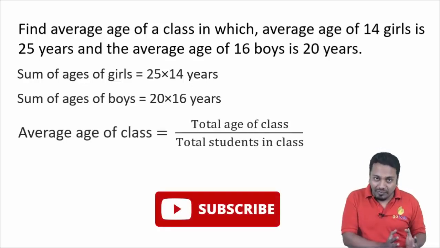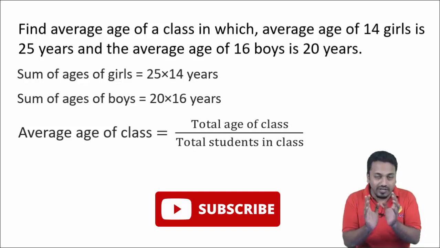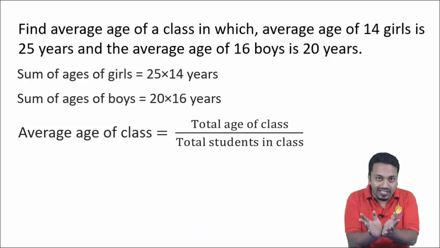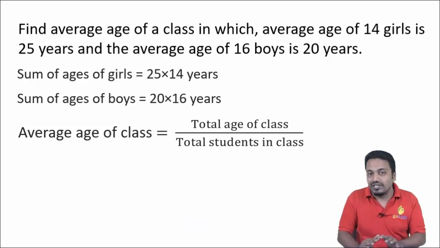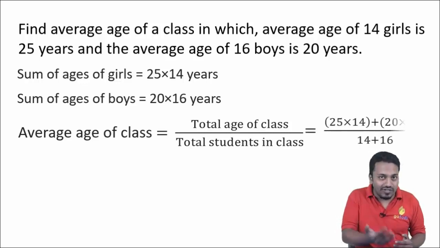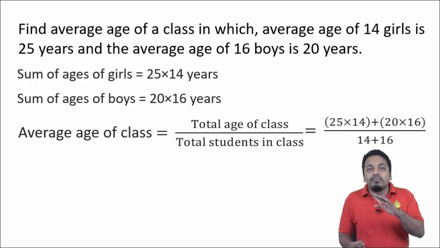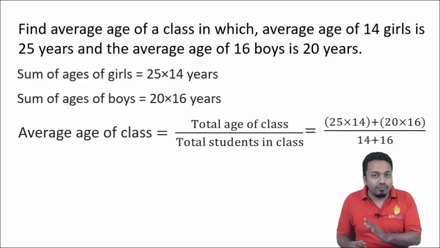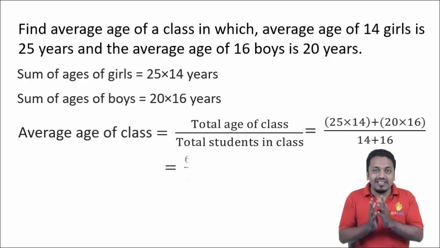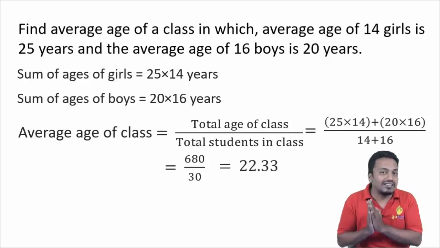Average of class will be sum of age of all the students of class upon total number of students in the class. So total age will be total age of girls plus total age of boys upon number of girls plus number of boys. This is 680 upon 30, that is 22.33.